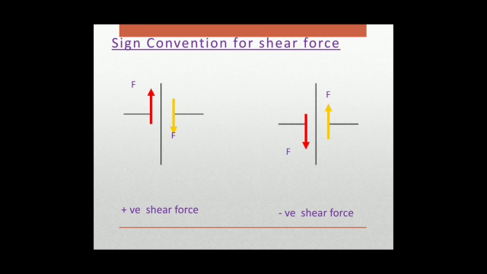Now see about sign convention. It is a very important parameter for calculation of shear force and bending moment. First, sign convention for shear force. Upward force to the left of section and downward force to the right of section is taken as positive shear force. Downward force to the left of section and upward force to the right of section is taken as negative shear force.